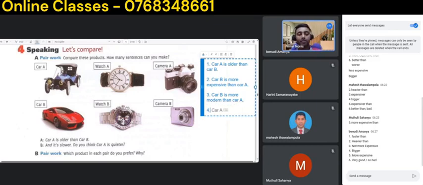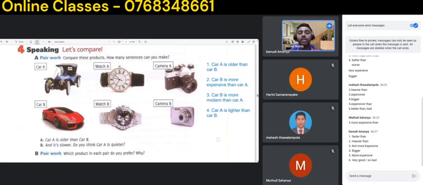Let's write another one. Car A is lighter than car B. So likewise, we can compare products. We have learned the comparative form now. Now we can compare products. We can say car A is older than car B.